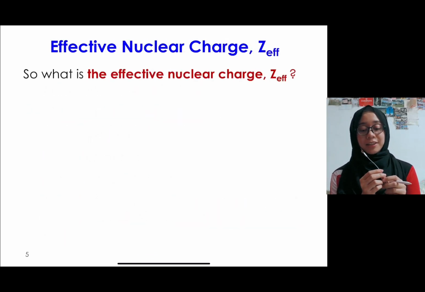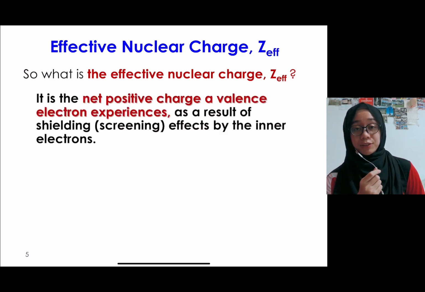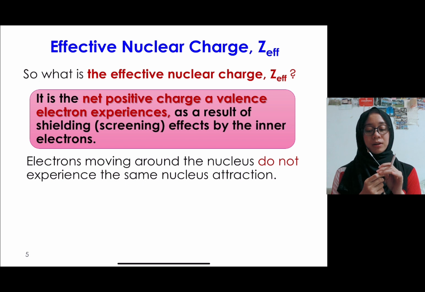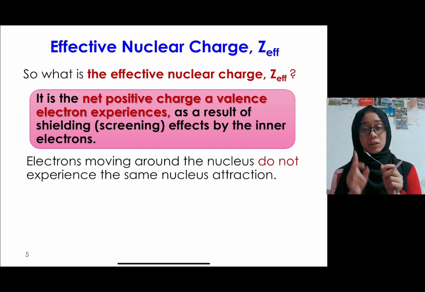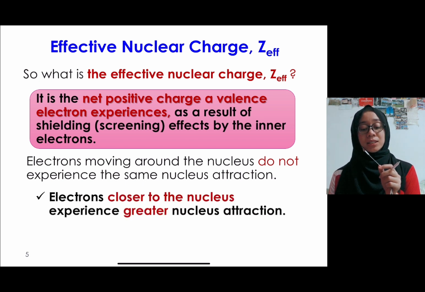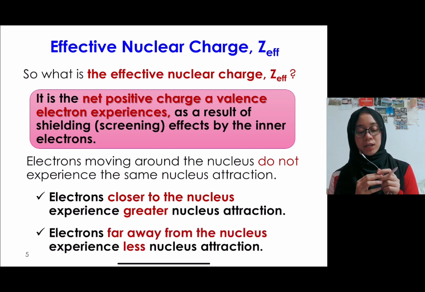So what is effective nuclear charge? So effective nuclear charge, it is the net positive charge a valence electron experiences as a result of shielding effect by the inner electrons. Okay, so basically in an atom, the electrons moving around the nucleus do not experience the same nucleus attraction. Okay, so bear in mind, the one yang dekat dengan nucleus, therefore they experience a greater nucleus attraction. But then, the one yang far away from the nucleus, they experience less nucleus attraction.